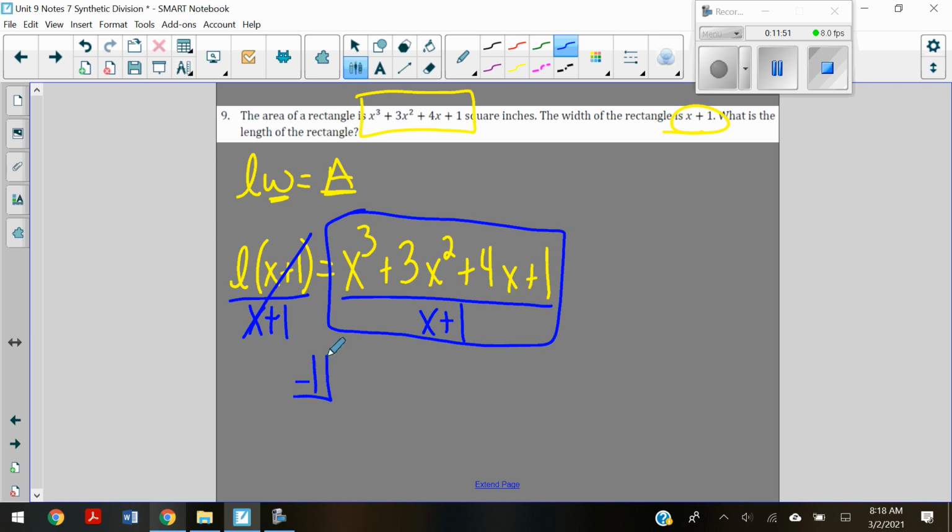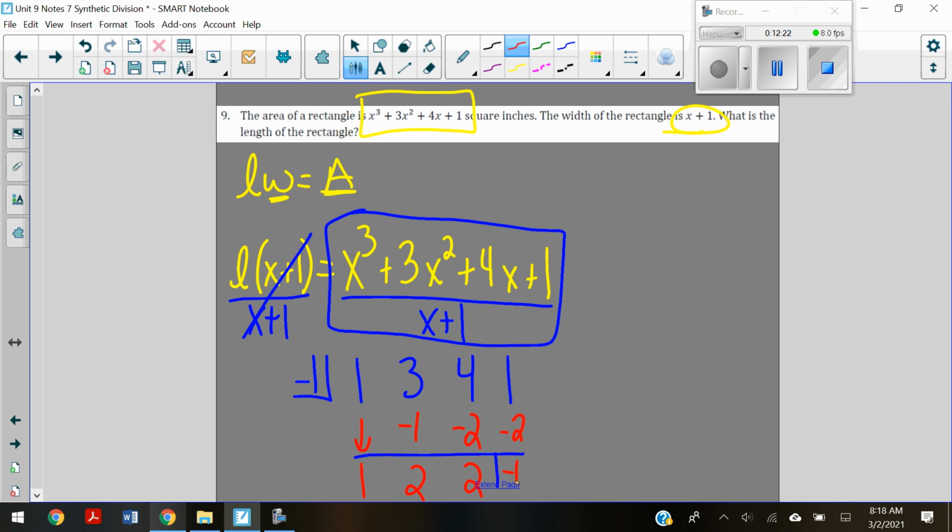-1 in the box. We have 1, 3, 4, and 1. The nice thing about synthetic division is it doesn't really take up that much space to do it. All right, drop down your 1. 1 times -1, we get a -1. 3 plus -1 is a 2. 2 times -1 is -2. So 4 plus -2 gives us 2. 2 times -1 gives us a -2, and we have a remainder of -1.